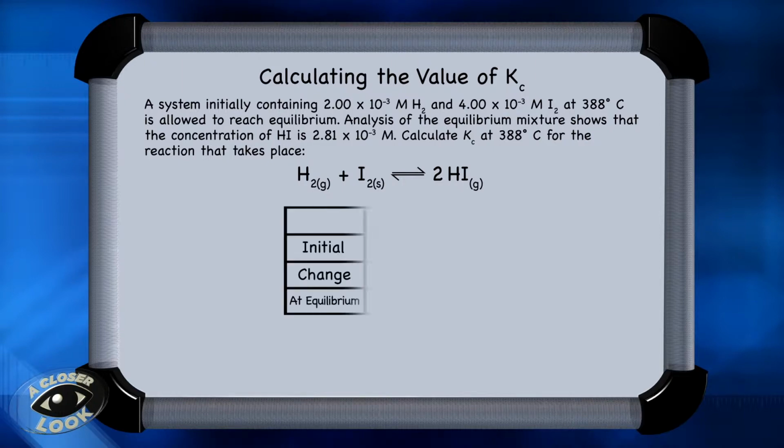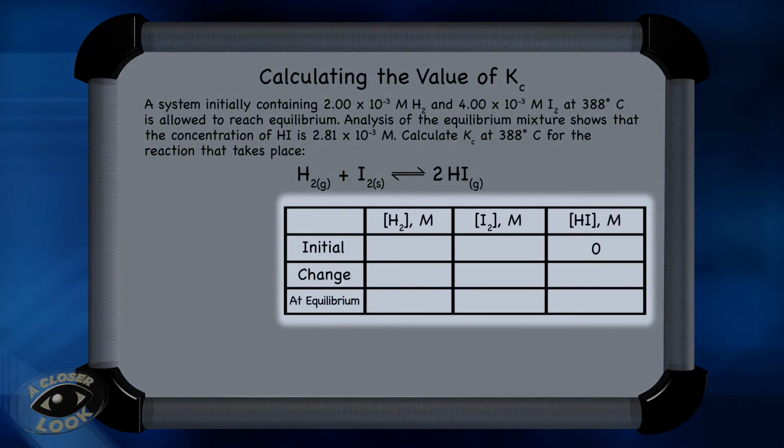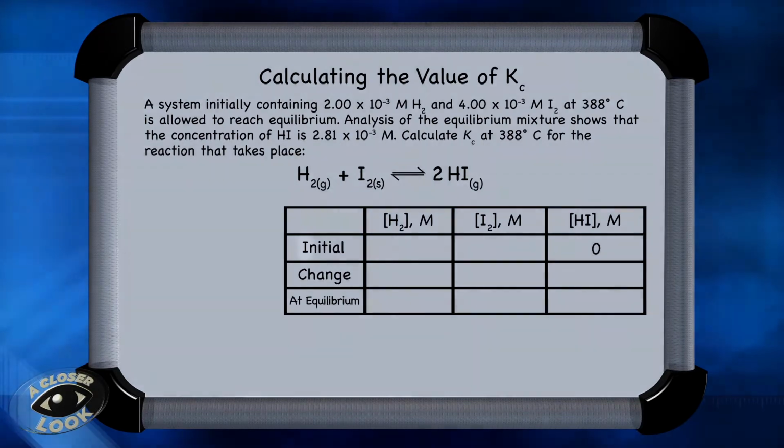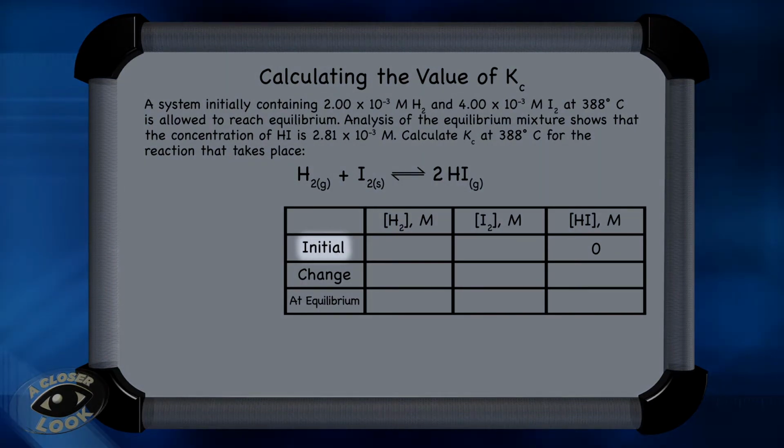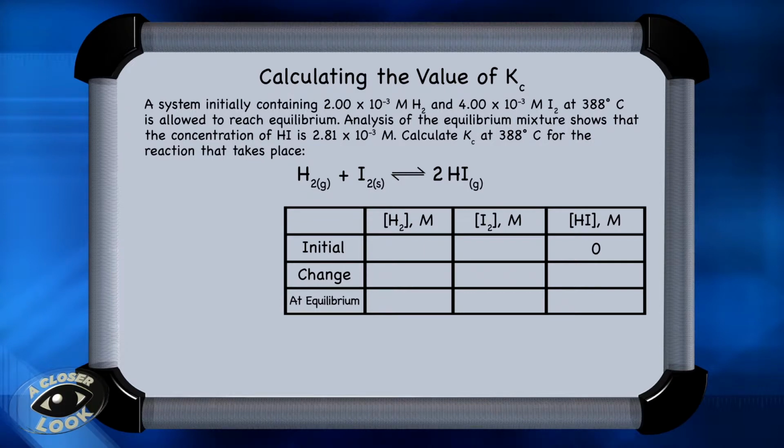We can use an ICE chart here, which is a tool for tabulating data from equilibrium problems. I stands for the initial conditions, C stands for the change in conditions, and E represents the equilibrium concentrations. And remember, to solve equilibrium constant expressions for the value of K sub C, we need to know these equilibrium concentrations. That's what we plug into the expression.